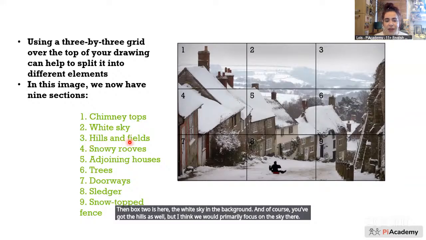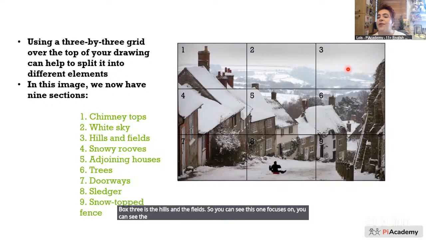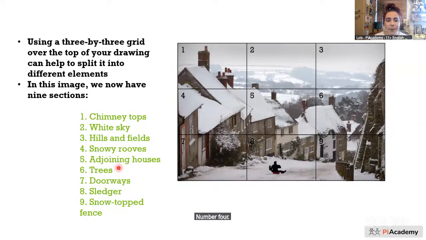Box 3 is the hills and the fields. So you can see this one focuses on the fields there. You can also see the hills in the background. Number 4, snowy roofs. Number 5, more adjoining houses. Number 6, the trees, which are behind the houses there.